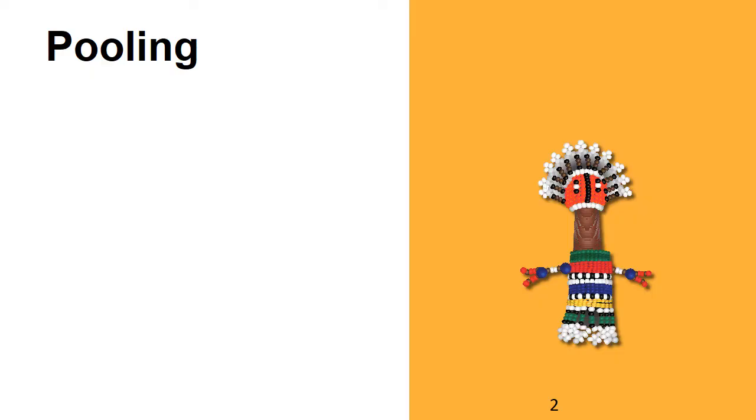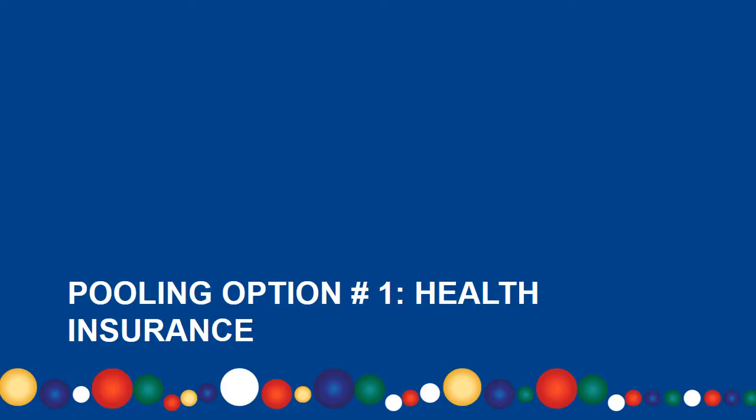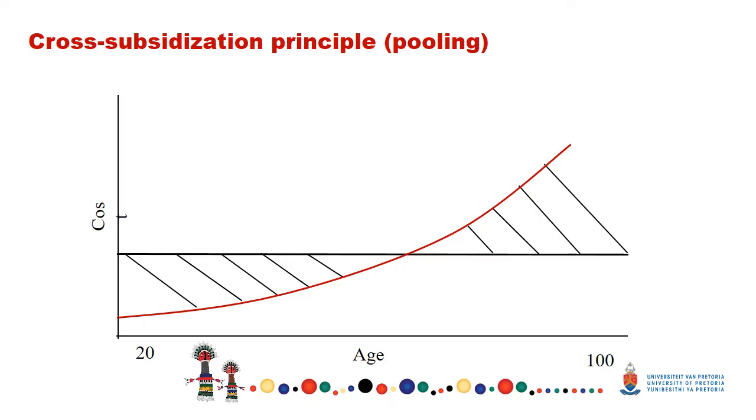The next thing we need to explore is the concept of pooling. The first example we'll use in terms of pooling is using health insurance. A key principle in health insurance is cross-subsidization. With cross-subsidization, people pay according to their means but receive benefits according to their needs. This implies that people should join when young and then stay within a medical scheme so that they can get the most benefit over time.